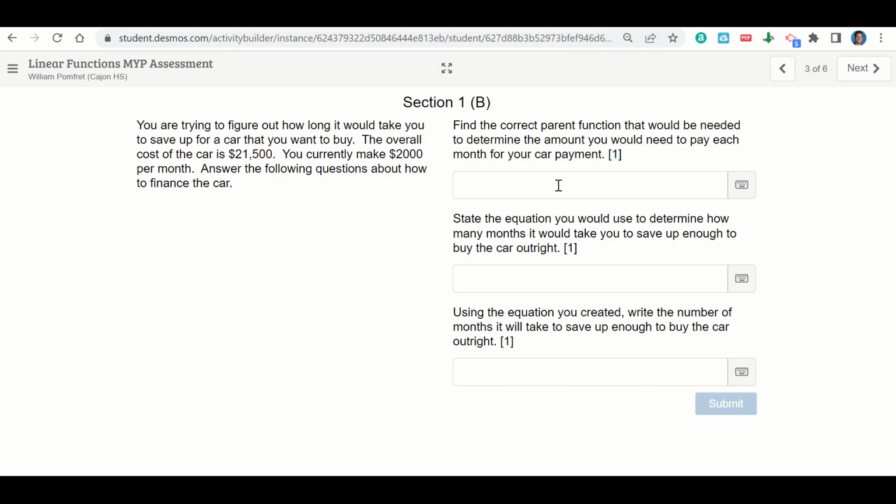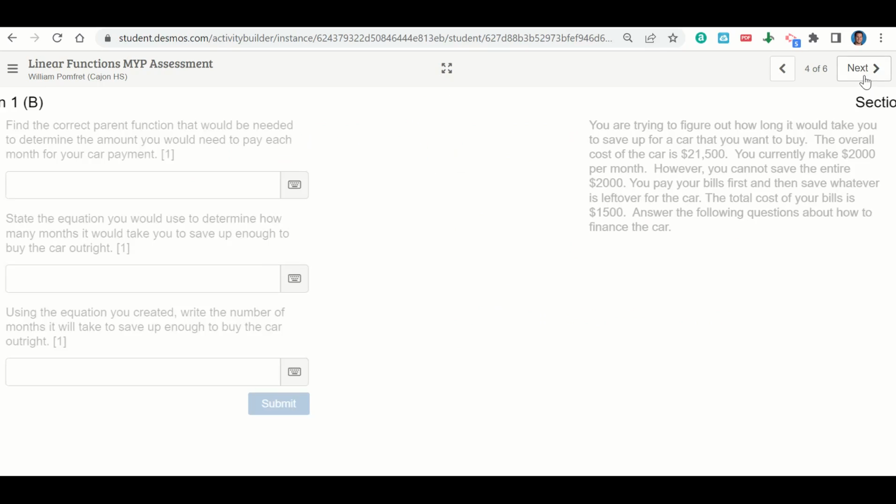So the first question says, what is the correct parent function that would be needed to determine the amount you would pay each month for your car? The second one says to state the equation you would use to determine how many months it would take you to save up. The third question asks you to solve using the equation you created in answer 2. Then we'll go ahead and click Next.